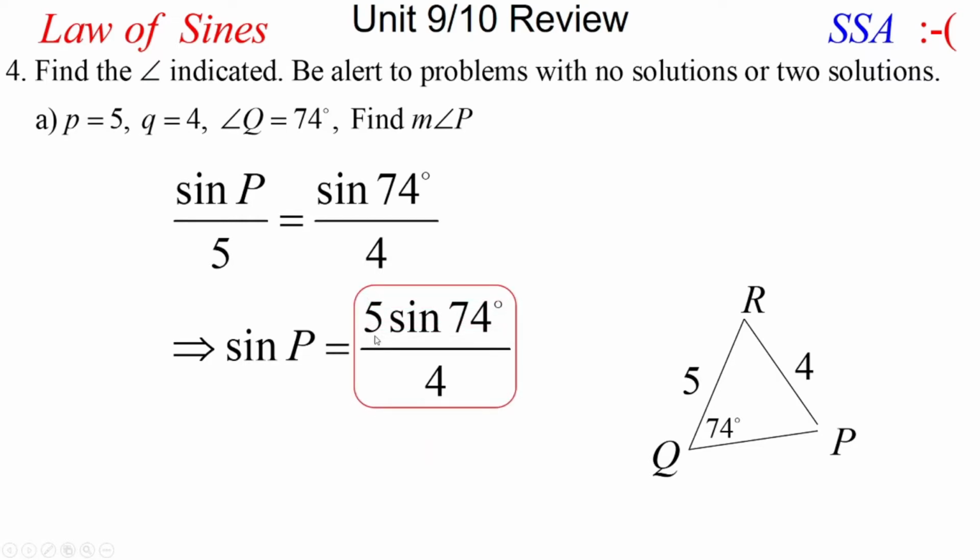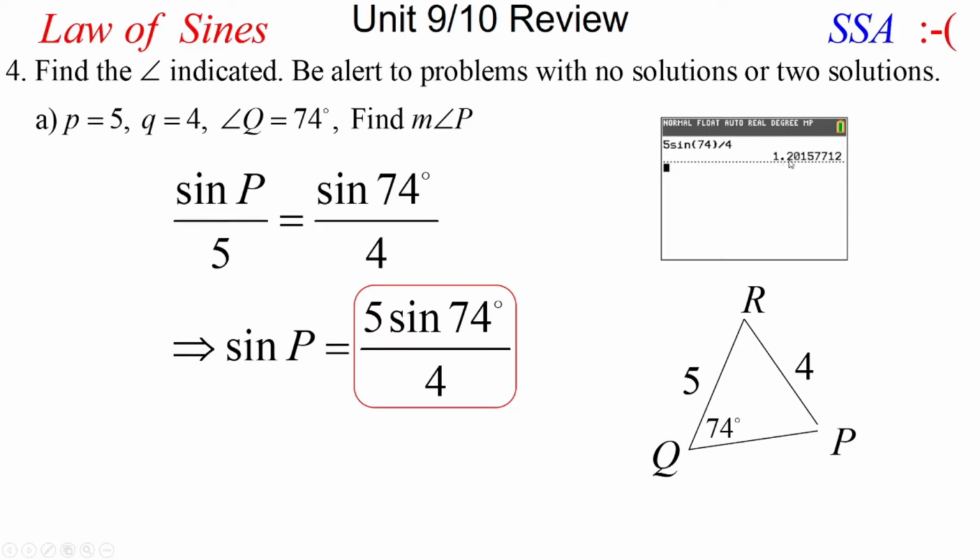All right, 5 sine of 74 over 4. Okay, so 5 sine of 74 divided by 4 is 1.20 approximately. And if sine of P equals 1.2, well, remember sine oscillates between 1 and -1. So if I did inverse sine of that 5 sine of 74 over 4, my calculator would give me an error. So this tells me that angle P does not exist.